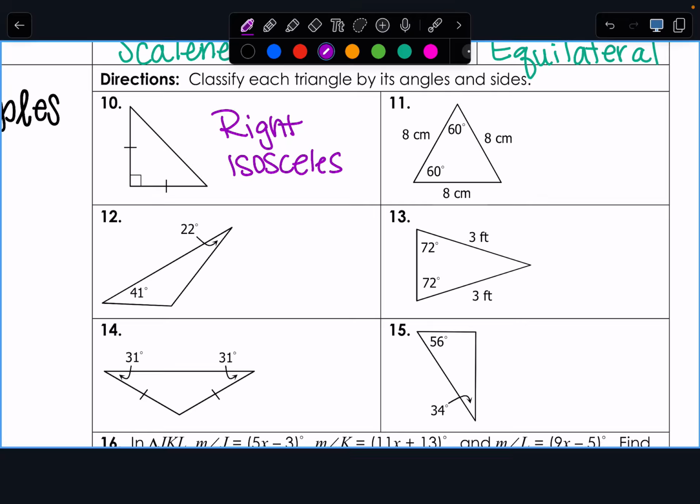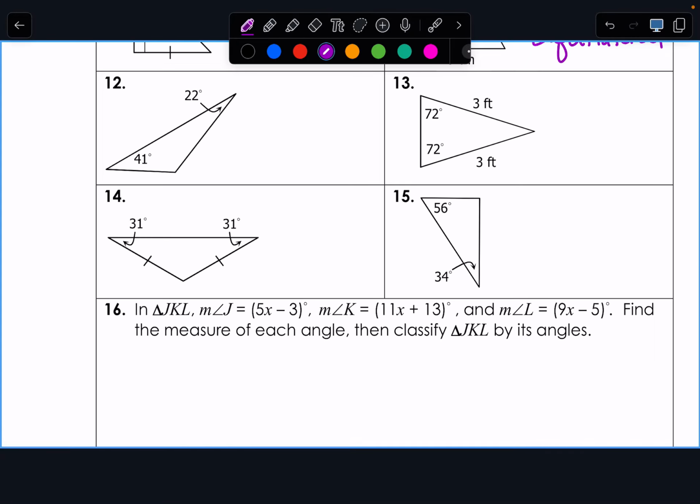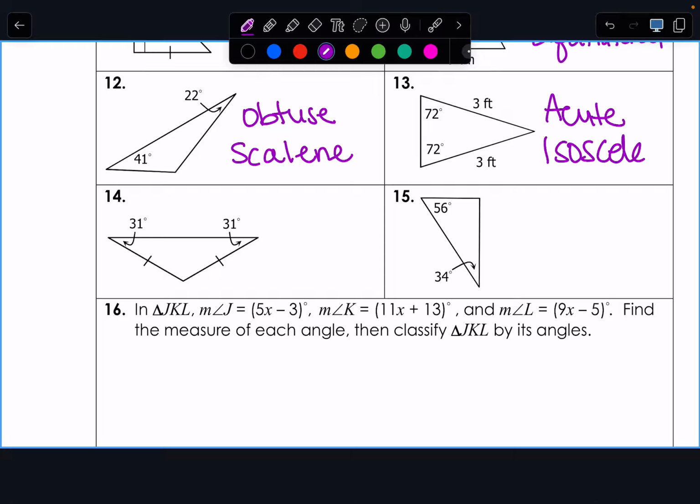Liliana, what's number 11's classifications? Acute equilateral. Does anybody disagree? Okay. Number 12. Gracie, what do you think? Obtuse scalene. Anybody disagree? Okay. Autumn, number 13. Acute isosceles. Anybody disagree?